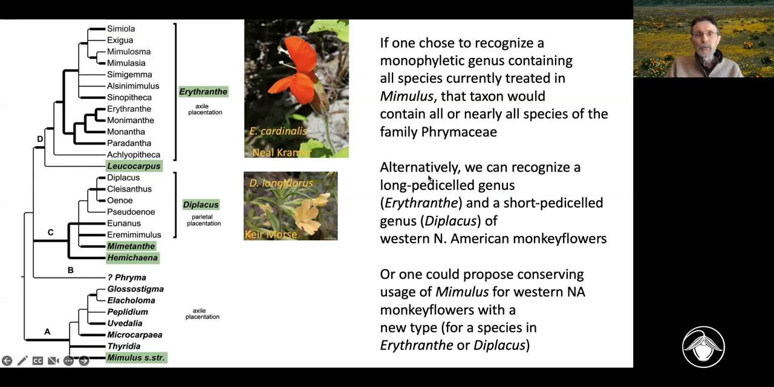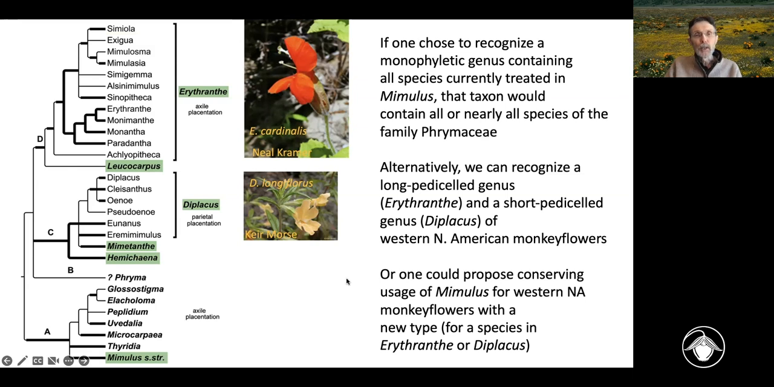But alternatively, we could recognize the long pedicelled monkey flowers that form a clade here as the genus Erythranthe, and the short pedicelled monkey flowers in Western North America as the genus Diplacus, which also are marked by difference in ovary placentation, with Erythranthe having axile placentation and Diplacus having parietal placentation. And that's the solution that has been employed in the Jepson e-flora.